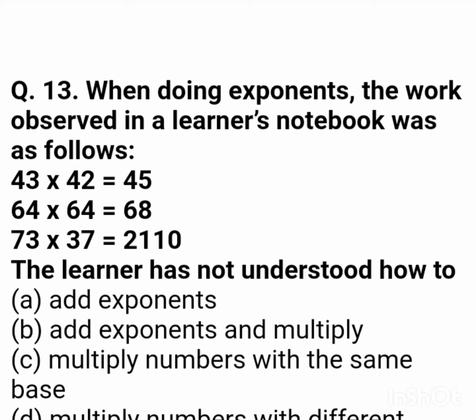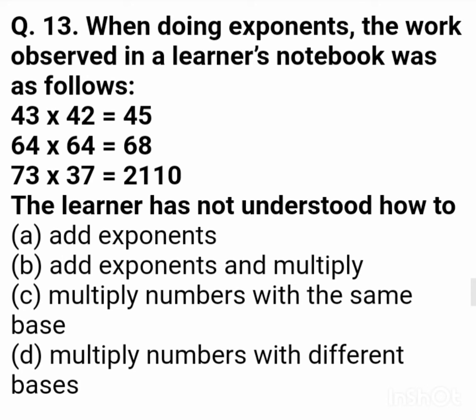Question 13. When doing exponents, the work observed in a learner's notebook was as follows: 4^3 × 4^2 = 4^5, 6^4 × 6^4 = 6^8, 7^3 × 3^7 = 21^10. The learner has not understood how to multiply numbers with different bases.